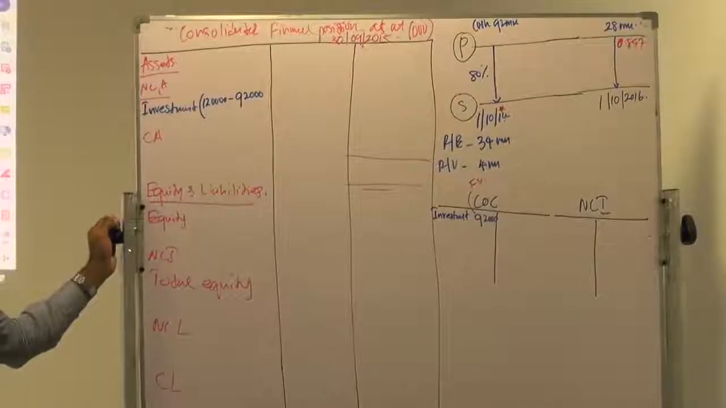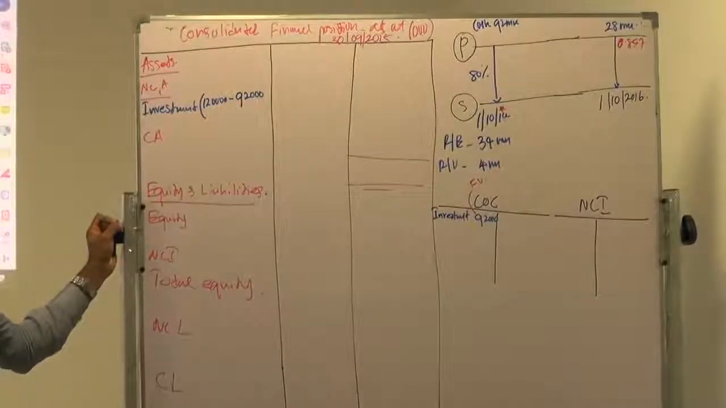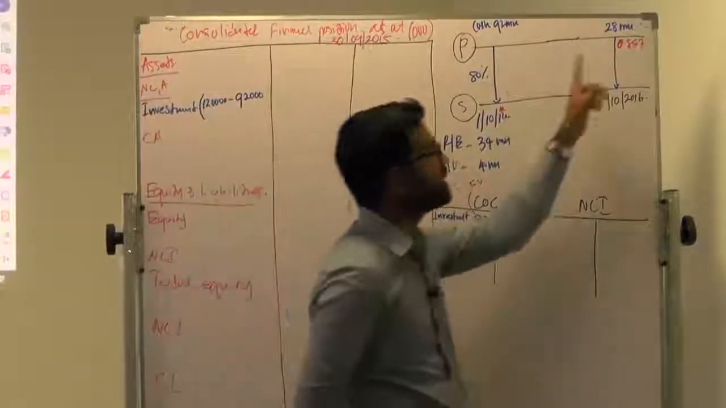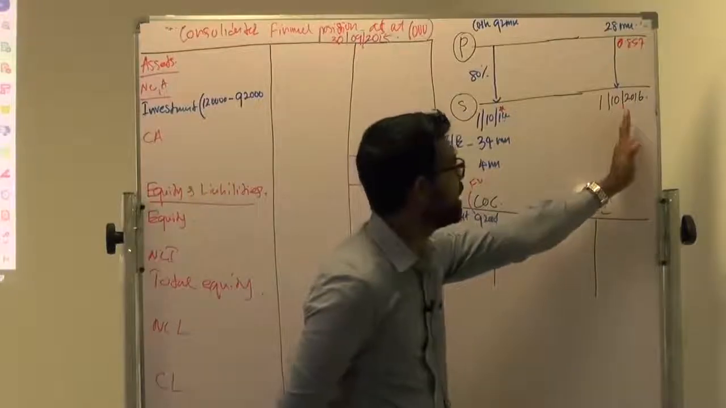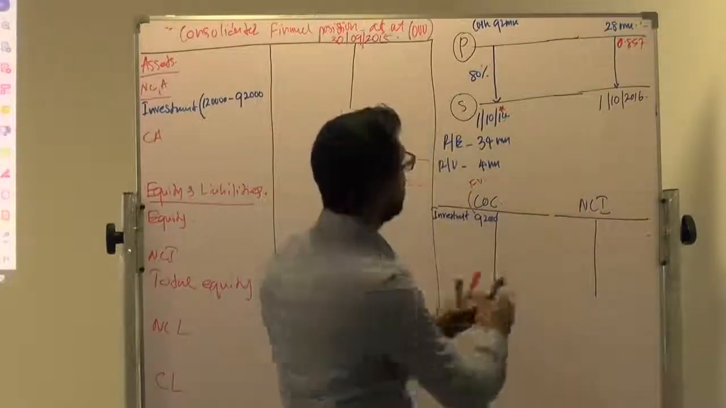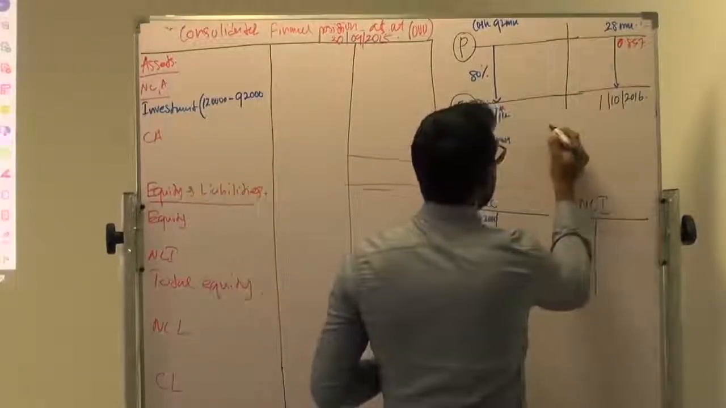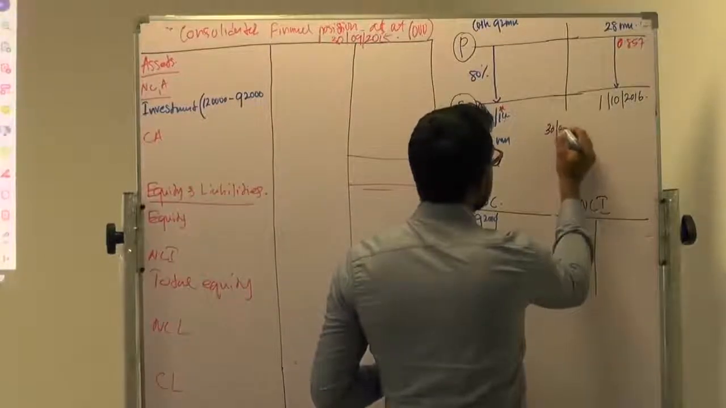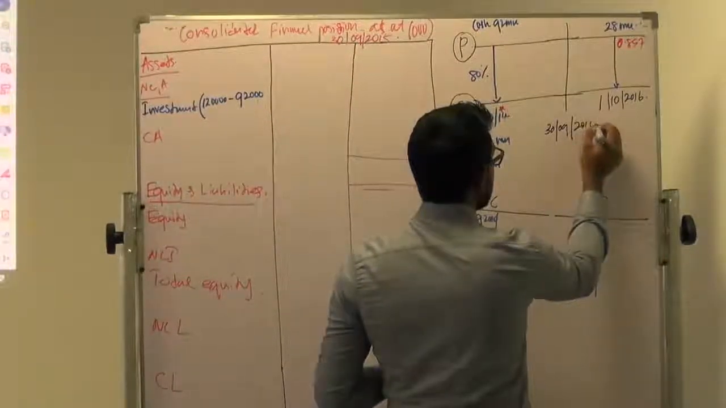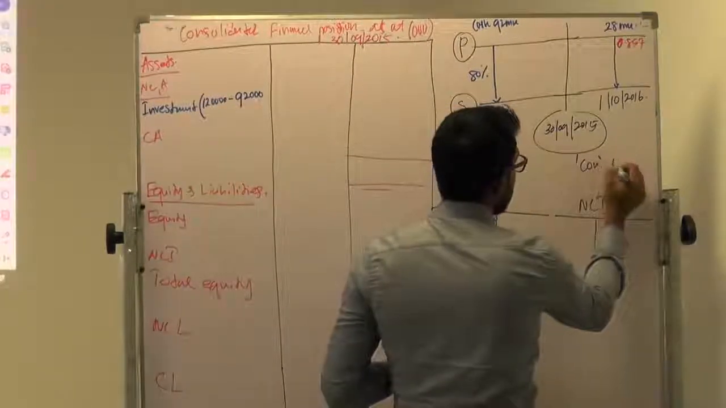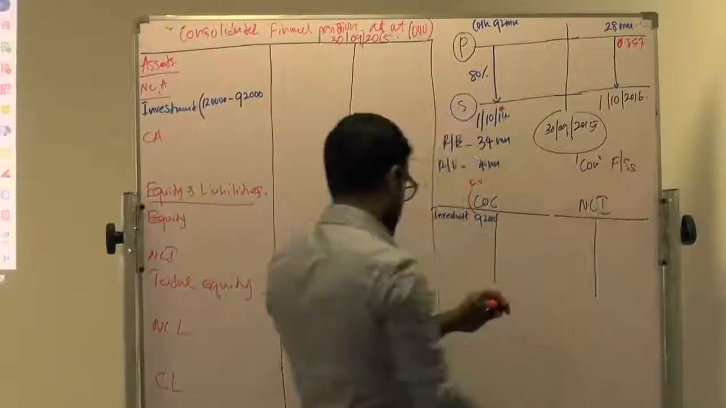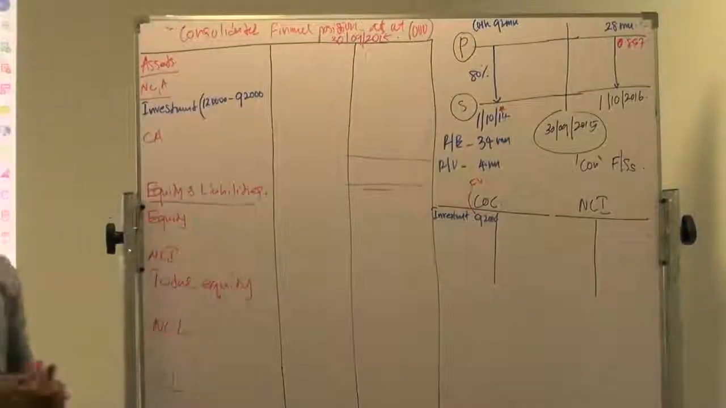Now can you include 28 million as it is in your balance sheet? No, you can't. Why? This is a deferred consideration. You have not paid. You are going to pay this somewhere here, right? So you prepare consolidated financial statements on 30th September 2015, right?